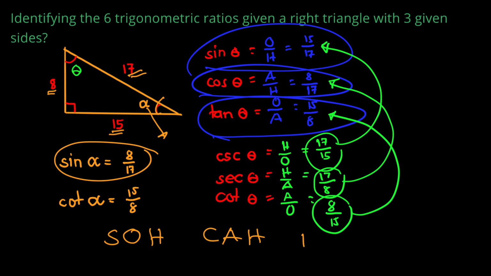So just to have a short recall on the 6 trigonometric ratios, you only have to memorize SOH, CAH, TOA. So sine, cosine, and tangent. And when you flip these ratios, you will be having cosecant, secant, and cotangent.